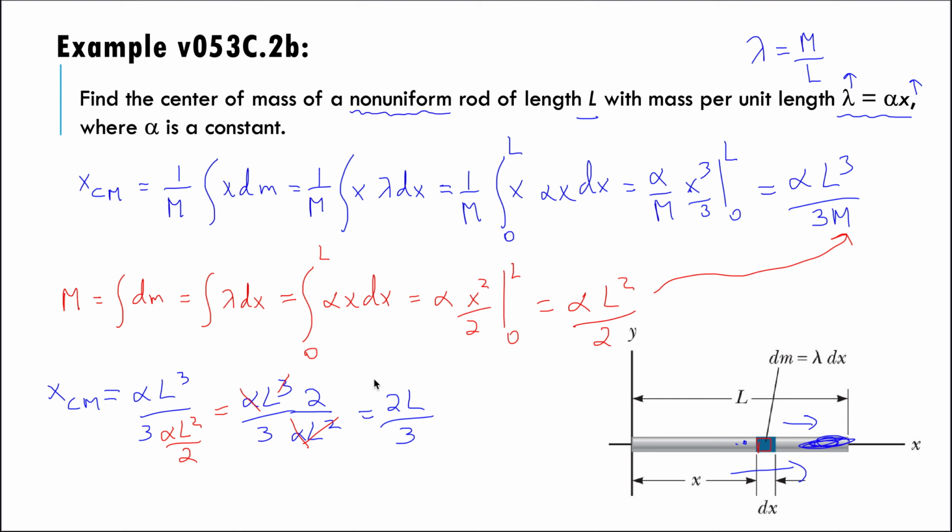So that makes sense. Our center of mass position, instead of being at the center as it was for a uniform rod, is going to be closer to the right-hand side now because there's more mass concentrated on that side.